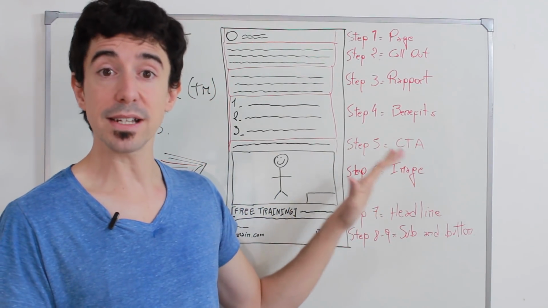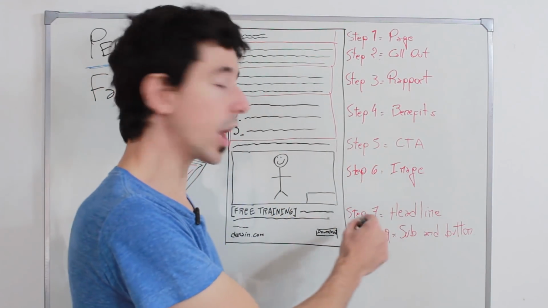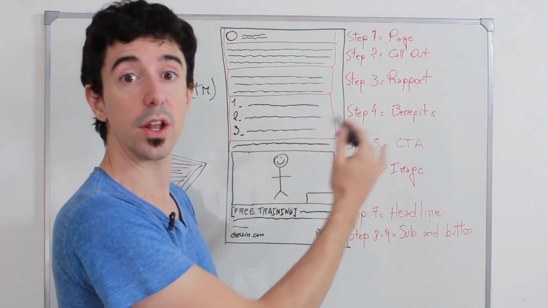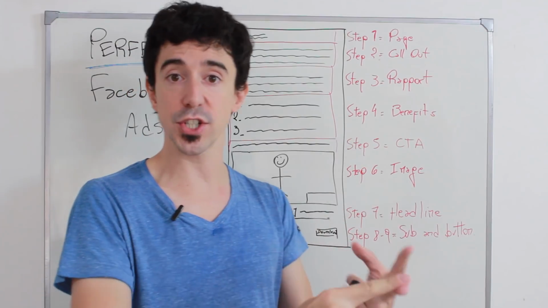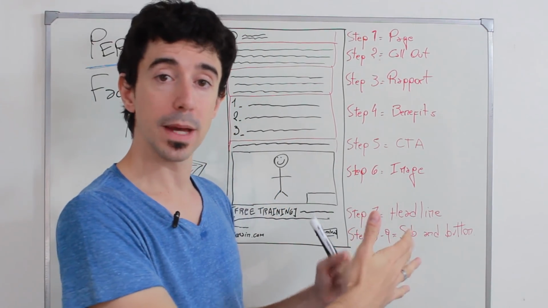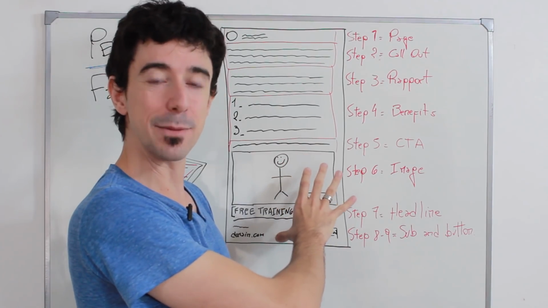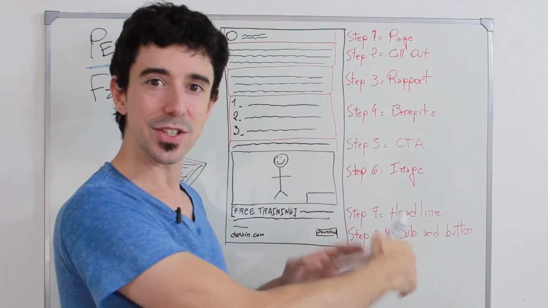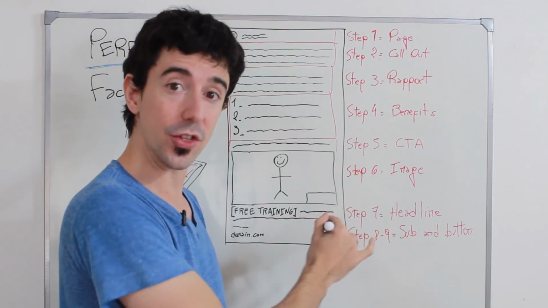Step number 5 is the call to action. Even if there's gonna be a call to action down here, I still want to add a call to action right here with a link. Click here, register now, whatever that is. Why? Because most people, and we're gonna talk about this part of the ad in a minute, will not think that this is actually an ad, right? So they will not know that they need to click on the thing.